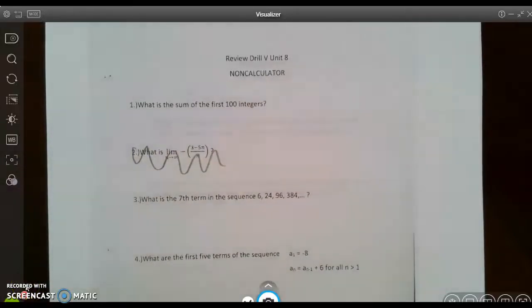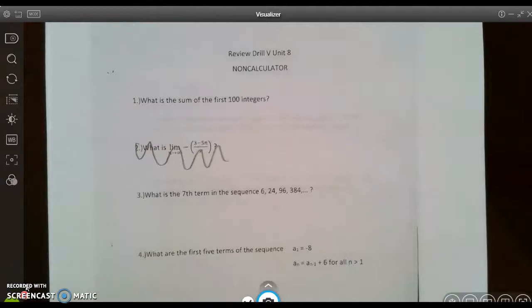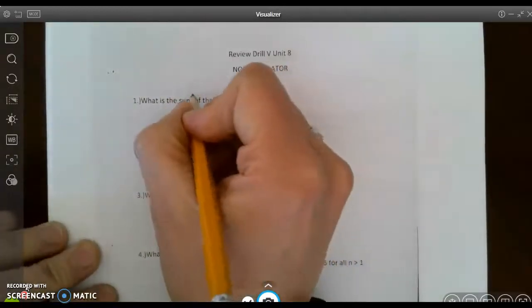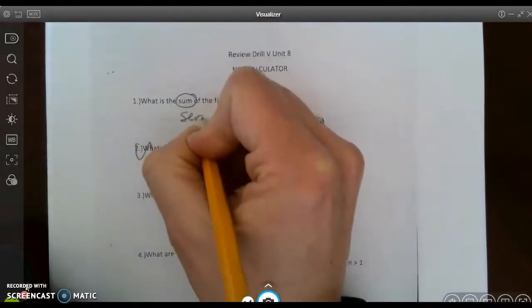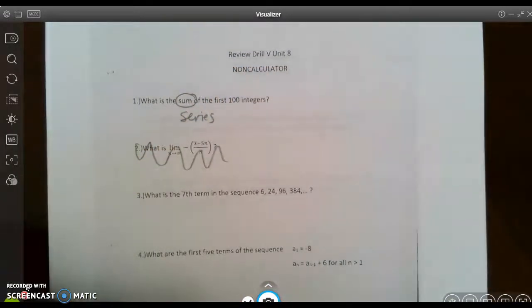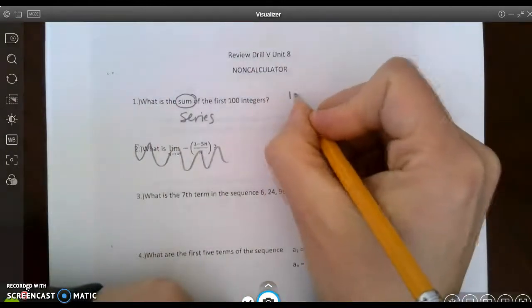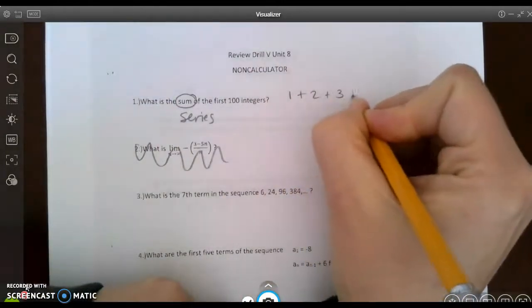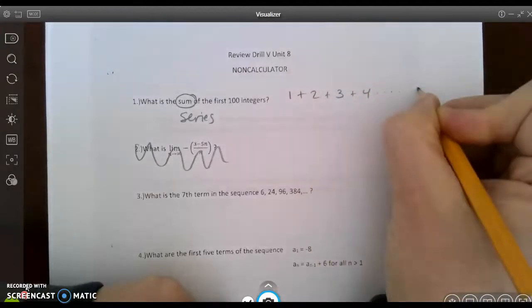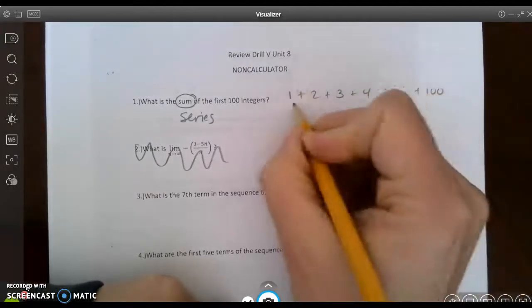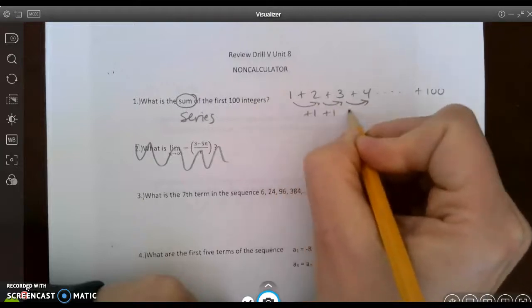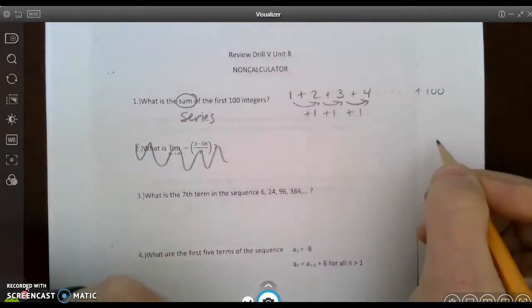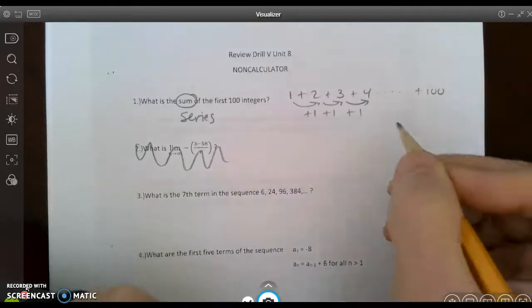So number 1, what is the sum of the first 100 integers? So it's a summation, so we're looking at a series. Which means I need to figure out, is it arithmetic or geometric? The first 100 integers would be 1 plus 2 plus 3 plus 4, all the way up to 100. Well, there's a constant increase of 1, which means this is arithmetic.